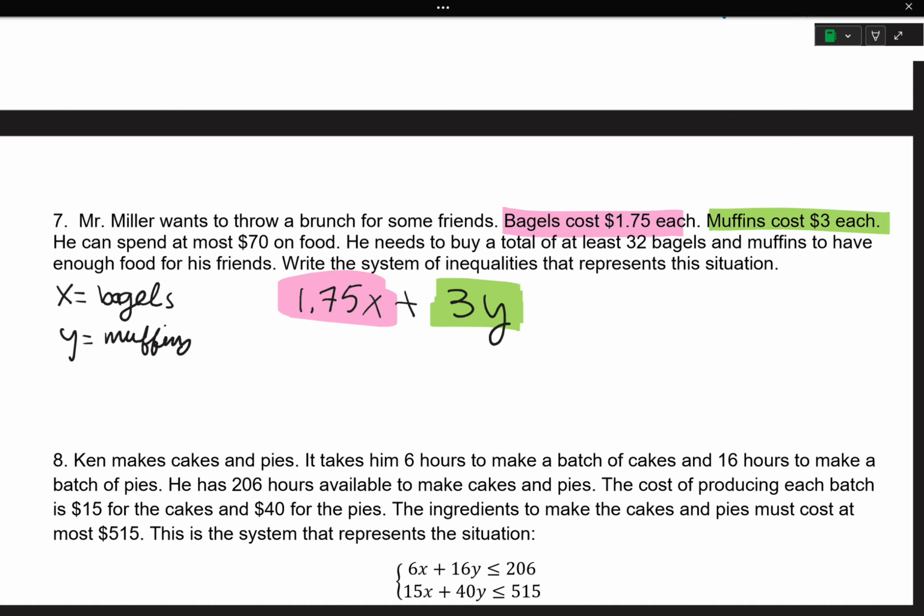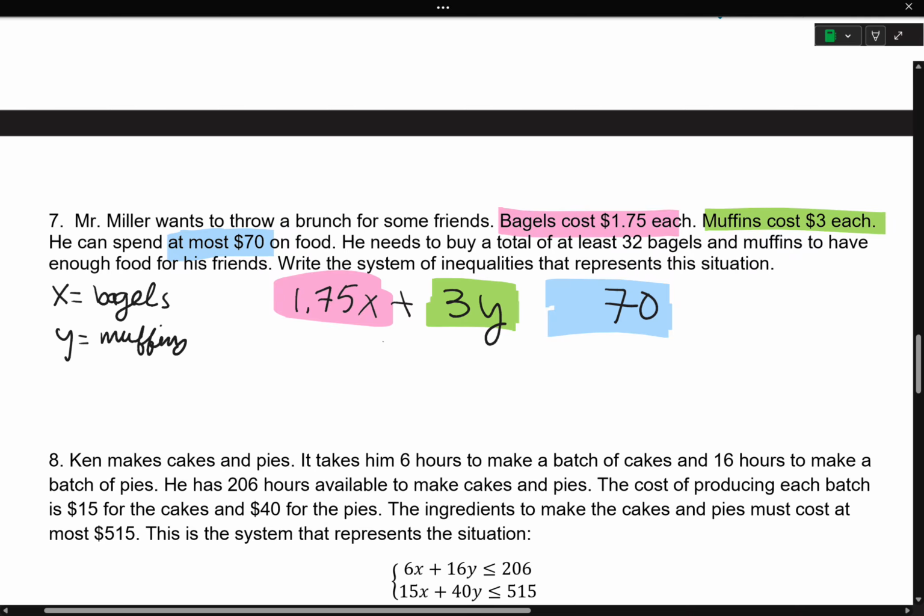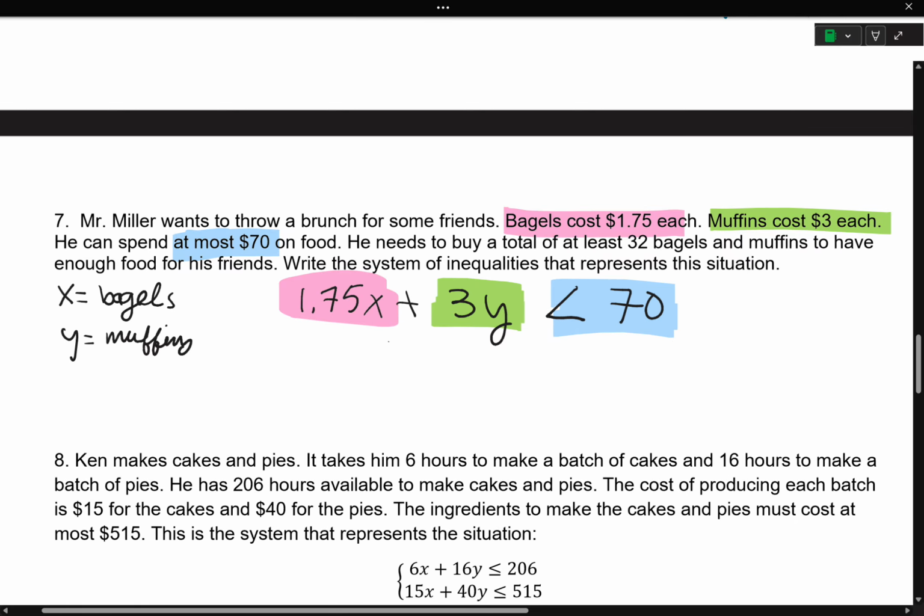He can spend at most $70. All right, let's decide on the symbol, because it's not equal to 70. Can he spend less than $70? Sure. Can he spend more than 70? No, at most. 70 is the maximum. So his spending, the $1.75 for bagels and $3 for muffins, has to be less than $70. Can he spend all of his money? He can. So it's less than or equal to.